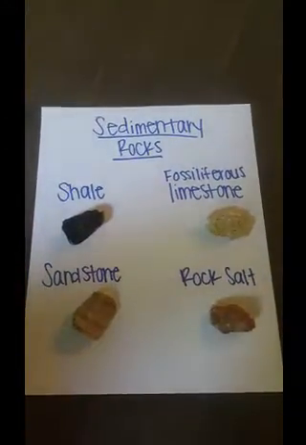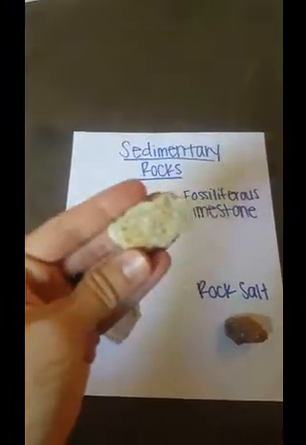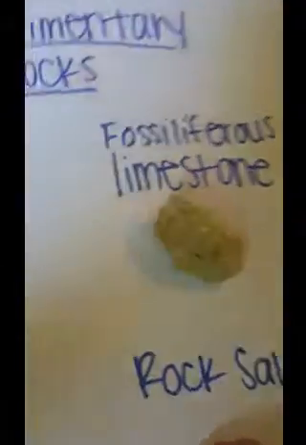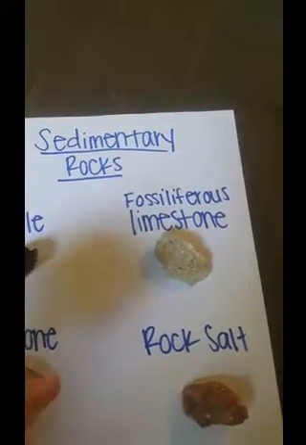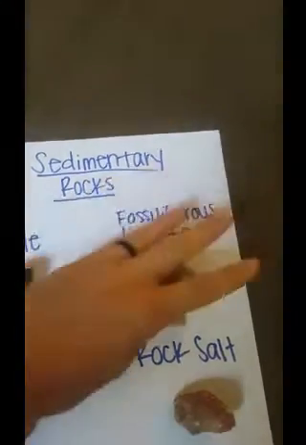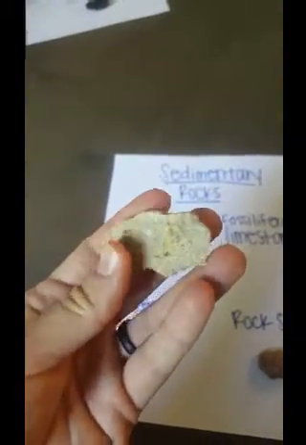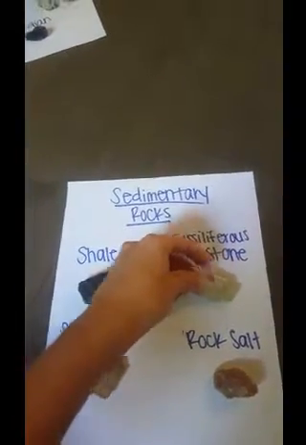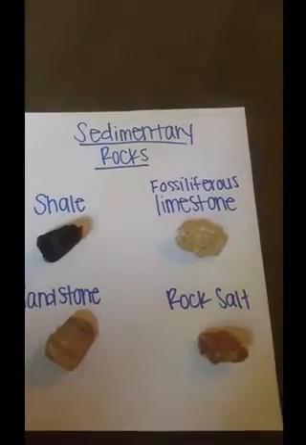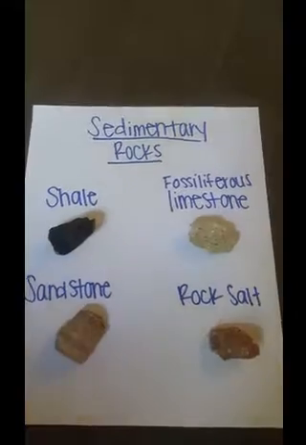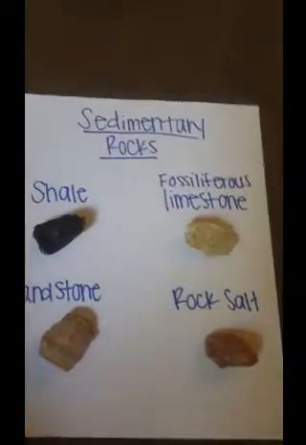And then we have fossiliferous limestone, which is really cool because, look at the way it sounds, fossils. It is actually a biochemical rock, because if you look at it, you can see it has fossils, which would be bio, living or once living, and then chemical because it's got a carbonate mineral that also makes it up, which might be calcite, which is a carbonate mineral.